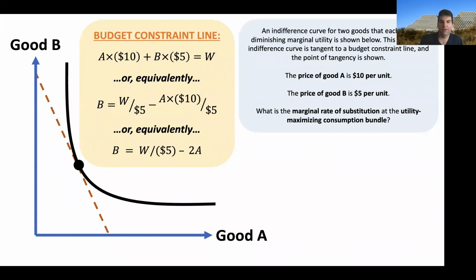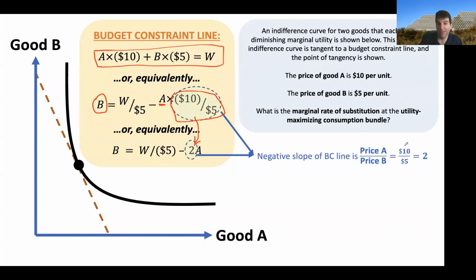So here's the formula for my budget constraint line. And this is how we've learned to draw budget constraint lines, but you can also play with the math a little bit, and you can turn them into a y equals mx plus b form, where the vertical axis is B and the horizontal axis is A. And that reveals that the slope here is equal to 2. And so that tells me that the slope of this line is equal to -2.